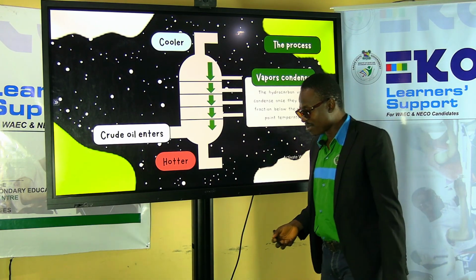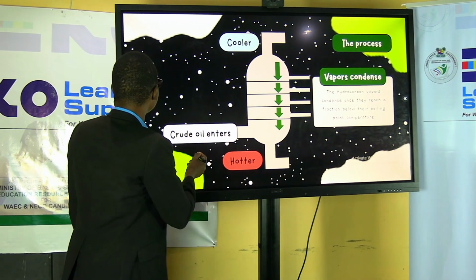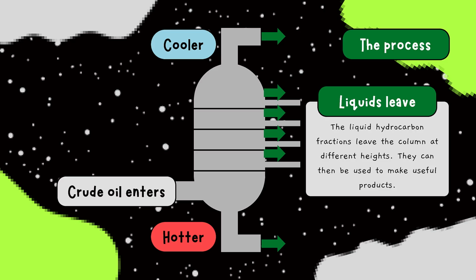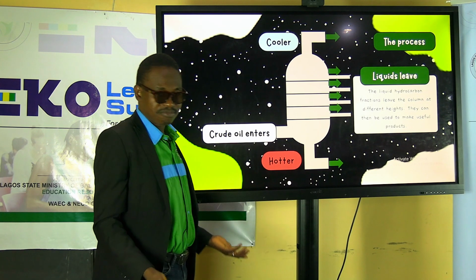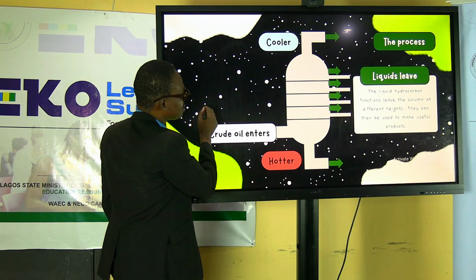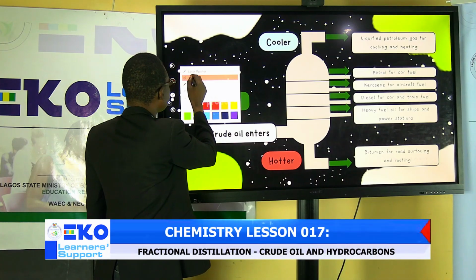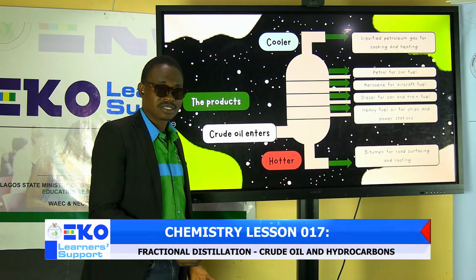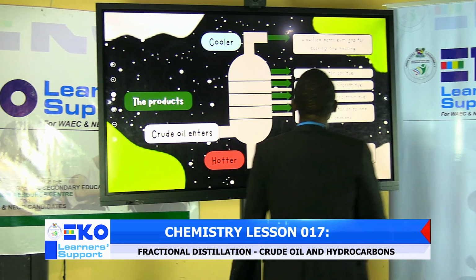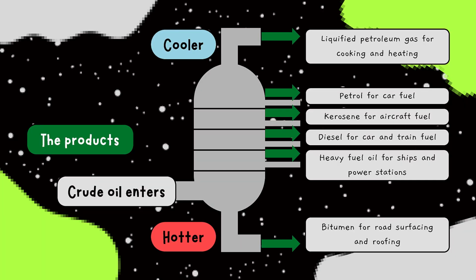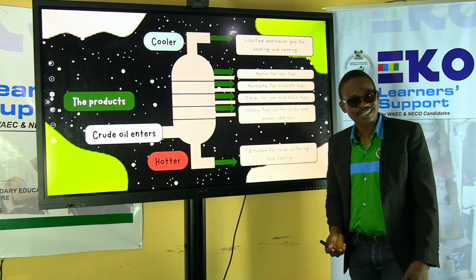What happened again? So let's see. Good. The liquid hydrocarbon fractions leave the column at different heights based on their boiling points. So at the end of the day, we are able to get our products from crude oil. Liquefied petroleum gas is the first one you have, good for cooking.